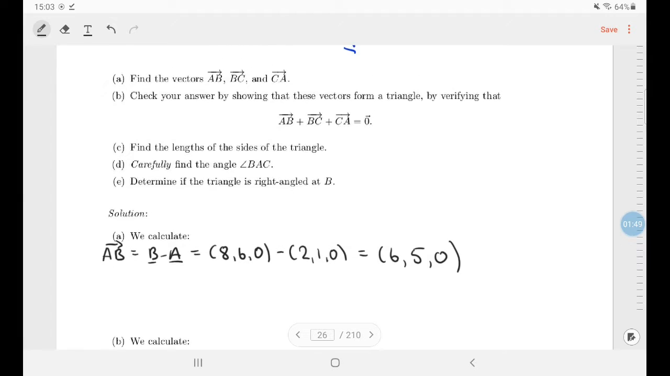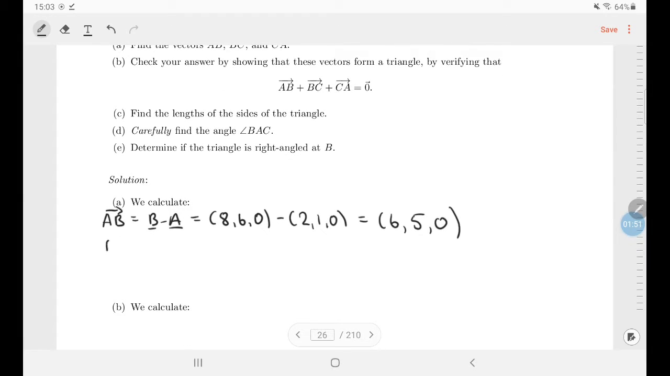So the next one that we're interested in is the vector B to C, which will be C minus B. So C is equal to 7, 5, 4 minus B, which is 8, 6, 0. And so I get 7 minus 8 is minus 1. 5 minus 6 is minus 1. And 4 minus 0 is 4.